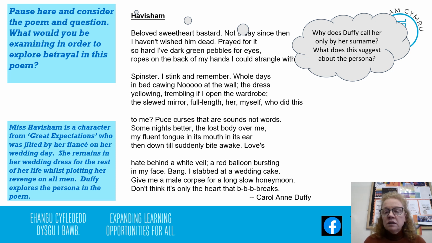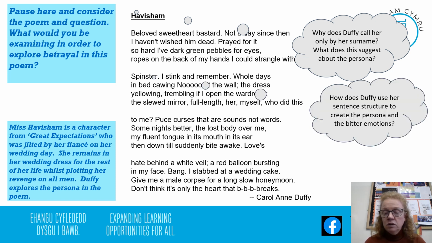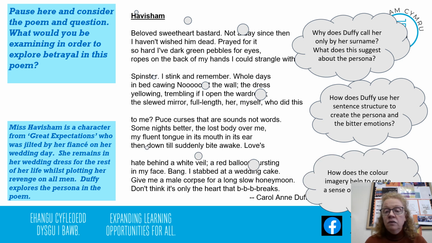And one of the first things that I would be thinking about is, why does Duffy only call her by her surname? What does that suggest about her? Why isn't she Miss Havisham like she is in the novel? Why is it just Havisham? What does that suggest? One of the things I would also focus on is the sentence structure and how Duffy uses that to create the persona and show the bitterness, the anger that she feels. And I would also then be looking at the colour imagery to look at the sense of betrayal and the sense of anger.